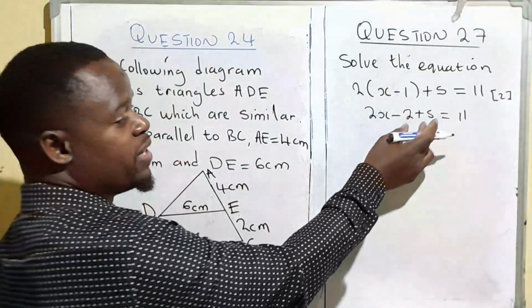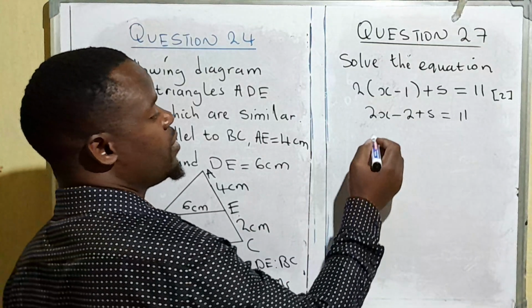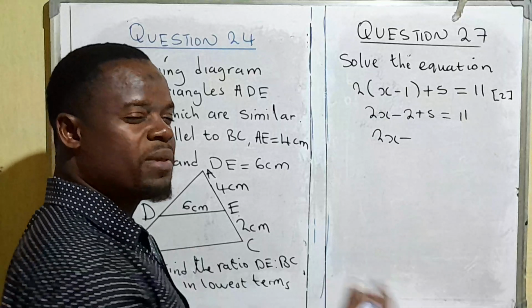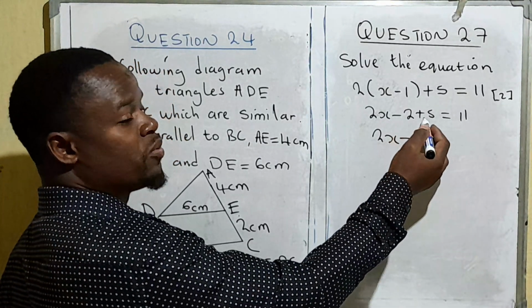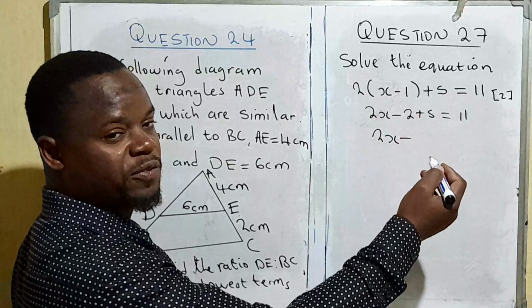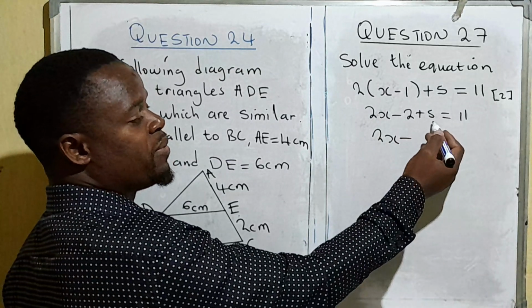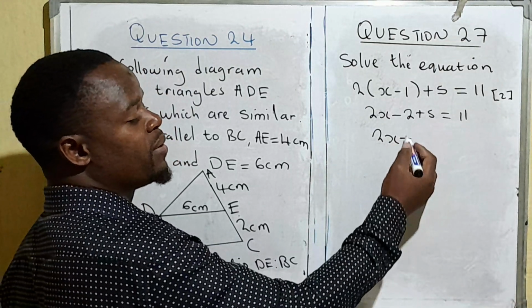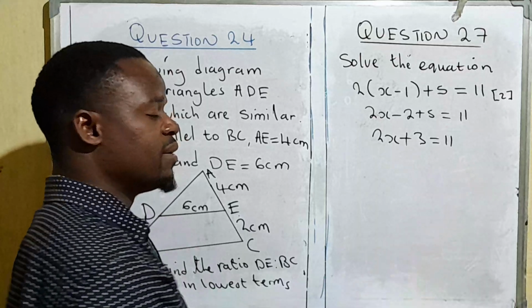We can resolve these two, right? Those are like terms, so we can work them out. 2x minus, what will be the answer if we resolve negative 2 plus 5? The signs are different, so we subtract. A 2 will be subtracted from a 5, and will remain a 3. The sign will come from the bigger number, right? So that would be 2x + 3 = 11.